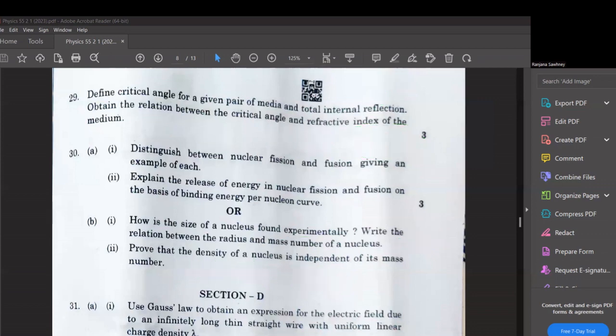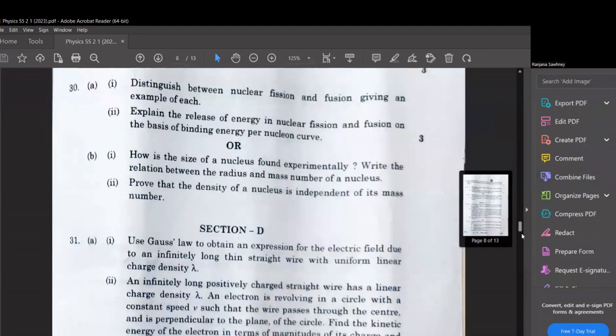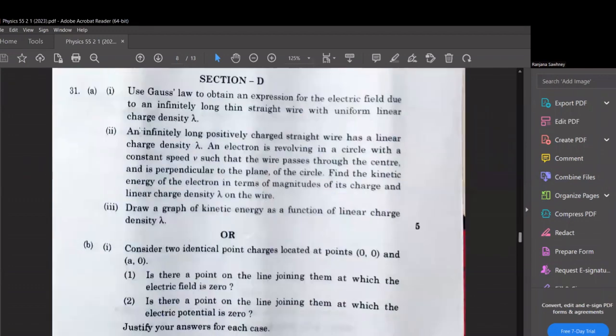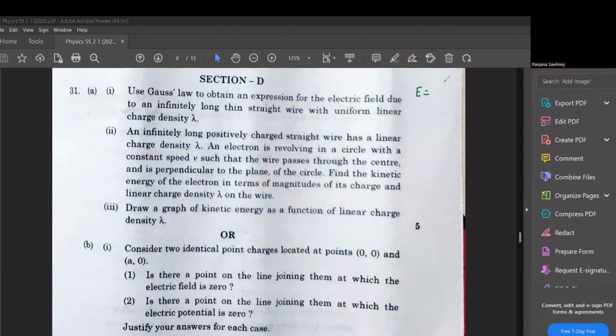Next is section D. Section D consists of 3 questions, 5 marks each, and each question has a choice. Question number 31: Gauss law to find out the electric field due to a long line charge. This is a very simple derivation. E is equal to lambda upon 2 pi epsilon naught into r. So you have to derive this equation.